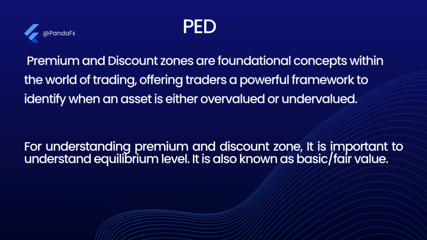So when an asset is being sold at a premium, at a higher price than fair value, that's overvalued, that's premium. And when it's being sold below fair value, that's undervalued, and that's discount. For understanding premium and discount zones, it's important to understand equilibrium levels, also known as basic or fair value.